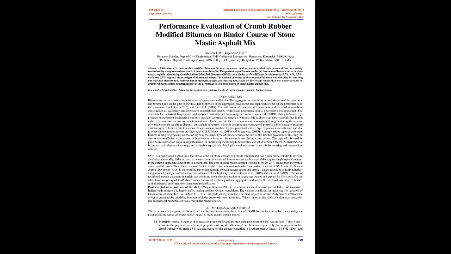CRMB, as a binder at 5 different levels, namely 5.7%, 6%, 6.3%, 6.6% and 6.9% respectively by weight of bituminous mixes. The optimal of crumb rubber modified bitumen was identified by carrying out Marshall stability test, indirect tensile strength, fatigue, and rutting test. Based on the results obtained, it was observed 6.3% of crumb rubber modified bitumen improves the performance of binder course in stone mastic asphalt mix. Keywords: crumb rubber, stone mastic asphalt mix, indirect tensile strength, fatigue, rutting, binder course.